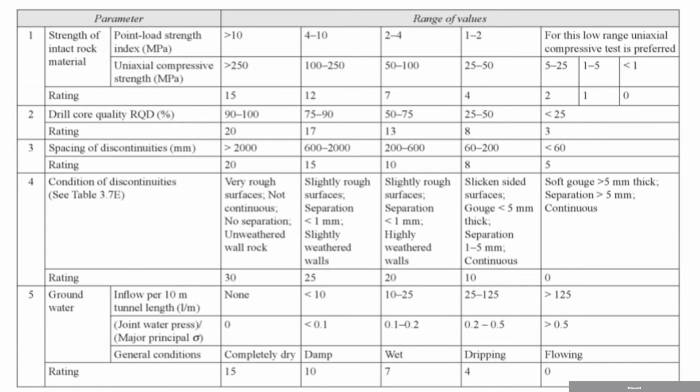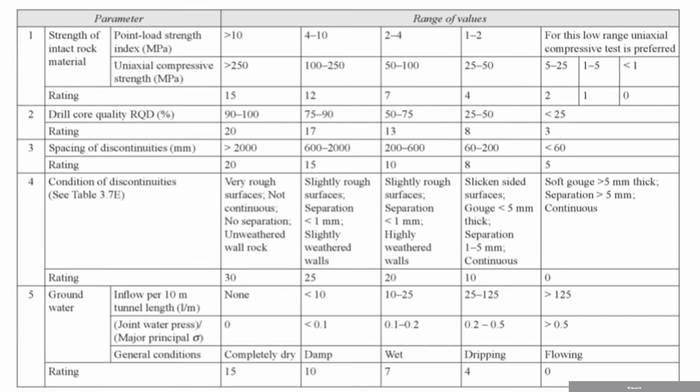If drill core quality is 90 to 100%, then the rating is given as 20. If it is 75 to 90, then the rating is given as 17. If it is 50 to 75, then the rating is given as 13. If it is 25 to 50, then the rating is given as 8. And if the core quality is less than 25%, then the rating is given as 3.